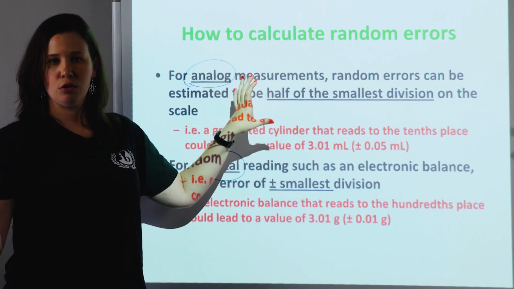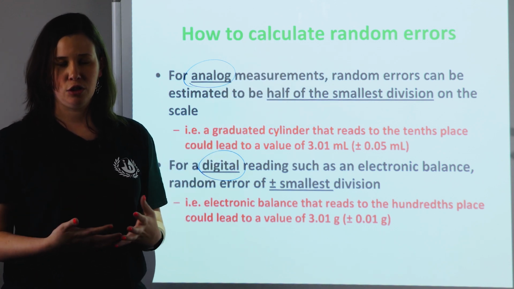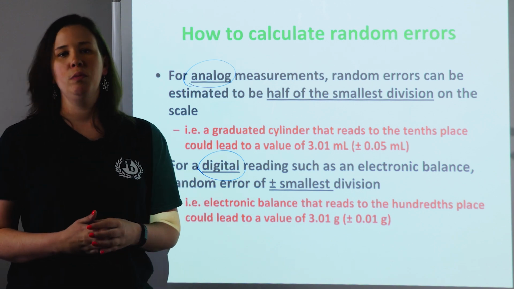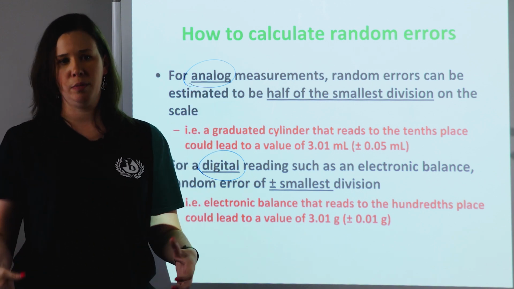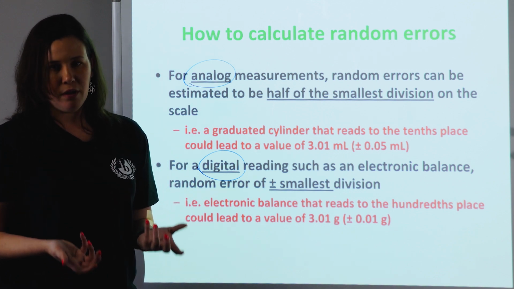Rulers, graduated cylinders, burettes, all fall under these analog measurements, where you have to determine the uncertainty based on the markings. A digital reading would be where the numbers are limited by what shows up on the scale. The uncertainty rules are a little bit different for each type of tool.